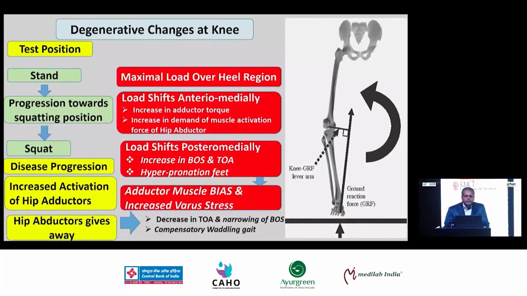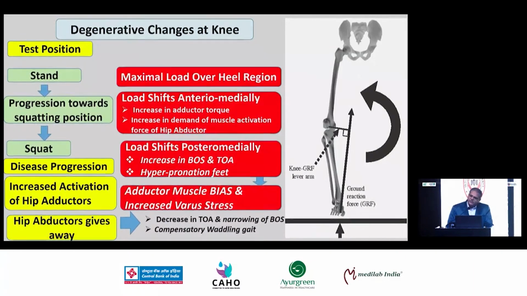With the onset of degenerative changes, it was again observed that the maximal load was in the heel region. But during the movement transition, load shifted either anteromedially or anterolaterally, with increased adductor torque and demand on the activation of the hip abductors. Once the squatting position was acquired, there was again an attempt to shift the load posteromedially, but this was done by increasing the base of support and toe-out angle.